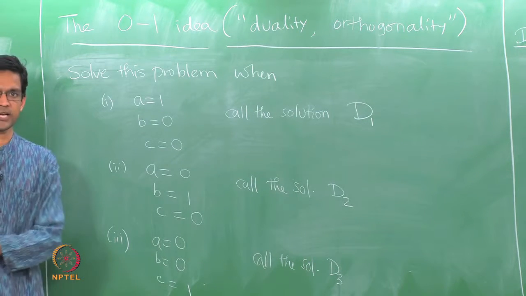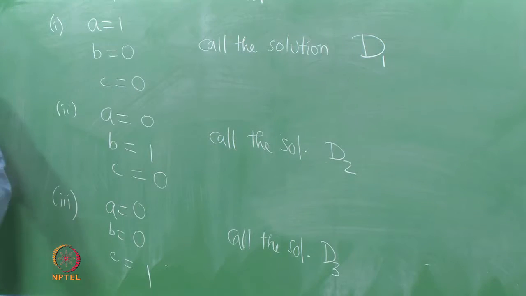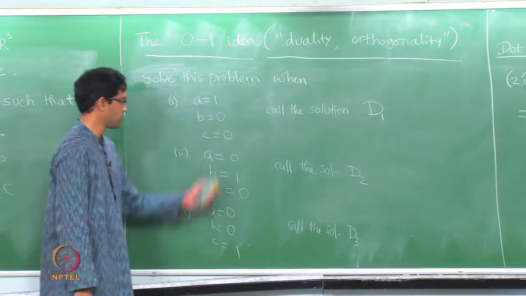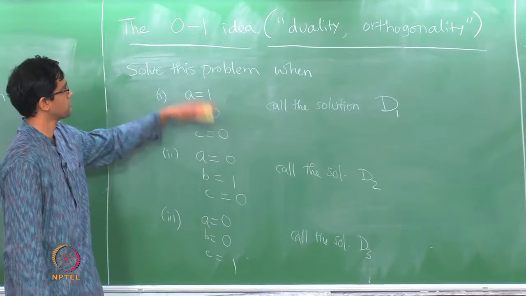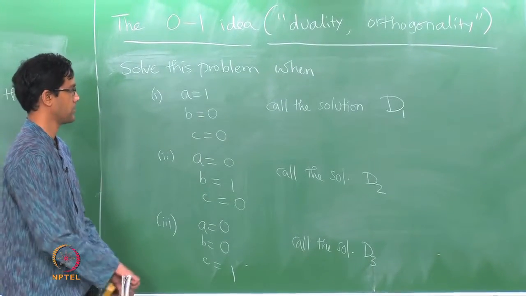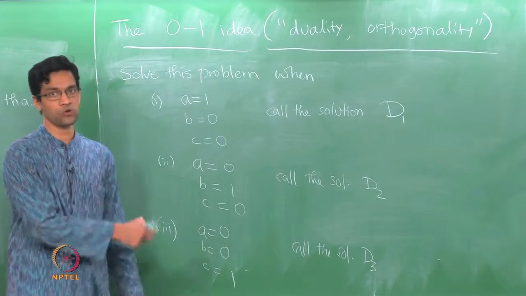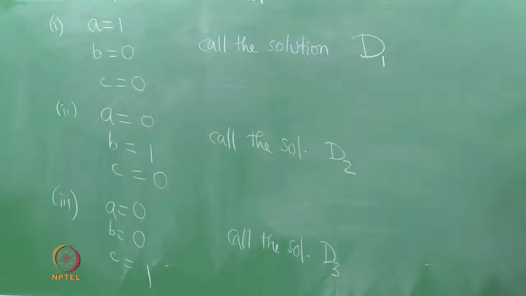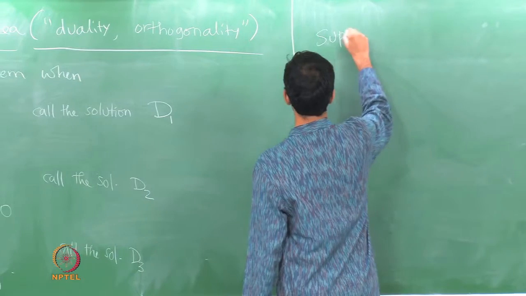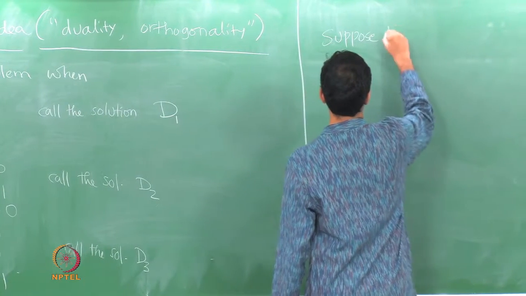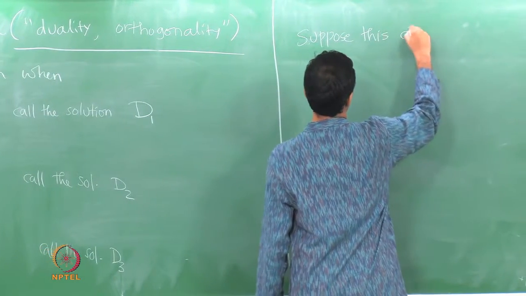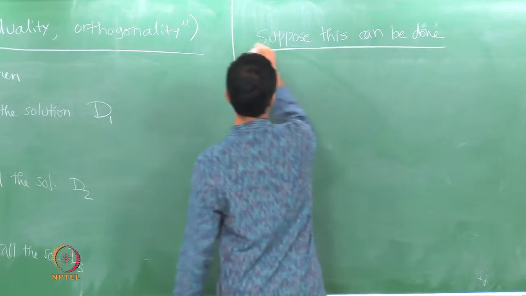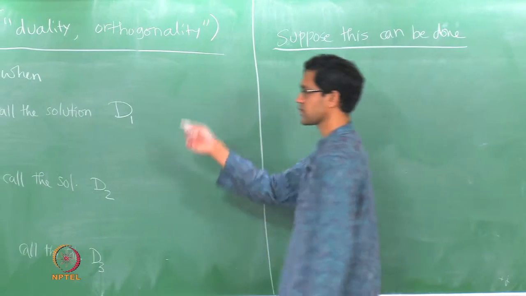Okay. So instead of solving the general problem, we solve 3 simpler problems. We find D1, D2 and D3 whose dot products are 0s and 1s, right. That is sort of what the 0 1 idea means. Now suppose we could do this, we still do not know how to do this, but assuming we could do this, then here is how we solve the general problem.